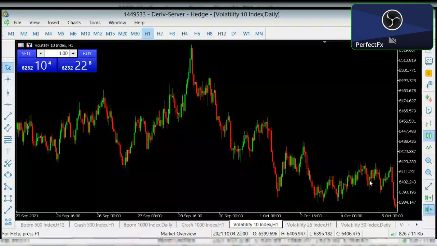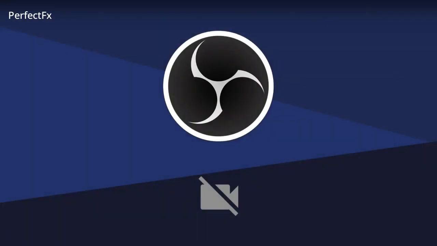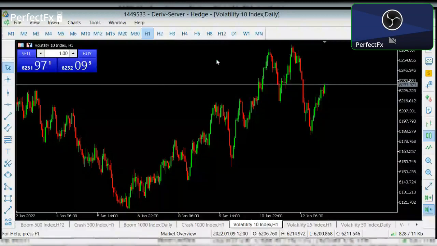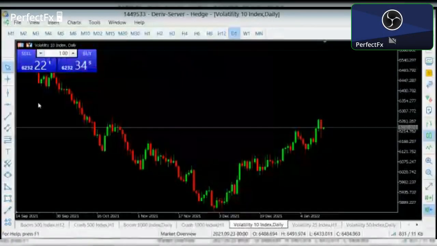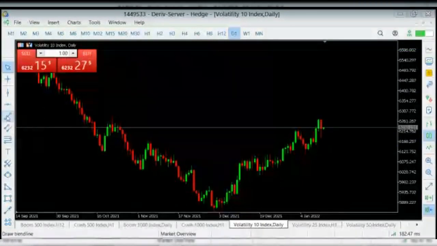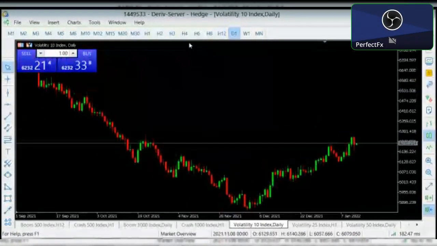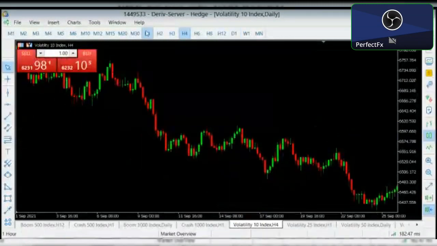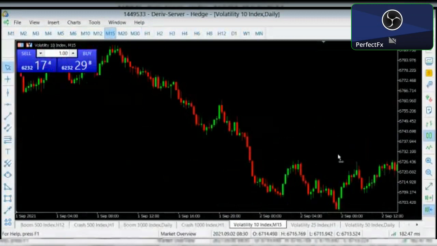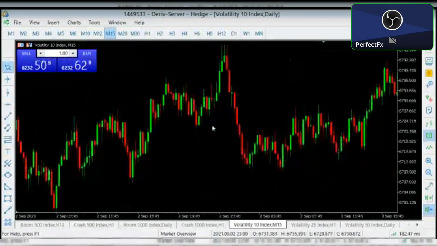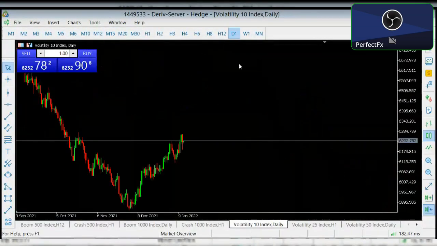Okay guys, so we'll be doing a top-down analysis of the V10 index. As I said in my previous video, I'll be showing you guys how to do top-down analysis, how to break the market down from the daily time frame down to the 4 hours time frame, down to the 1 hour, down to the 15 minutes, to pick entries for your trades. So guys, quickly, let's go to the daily time frame.